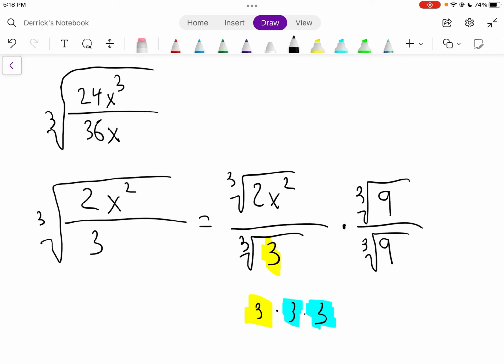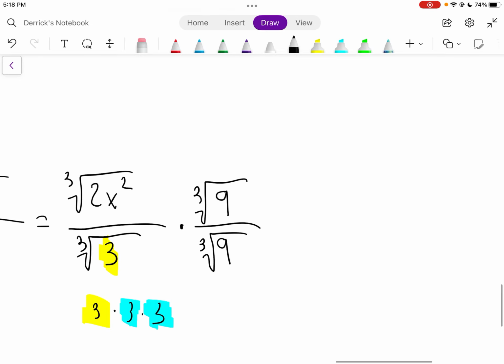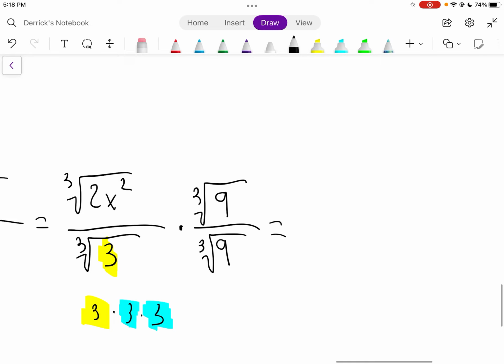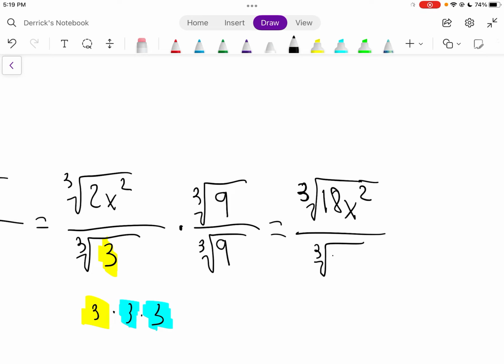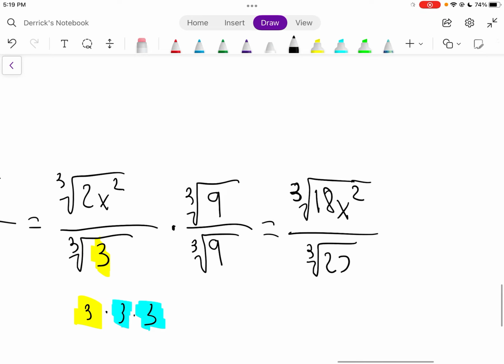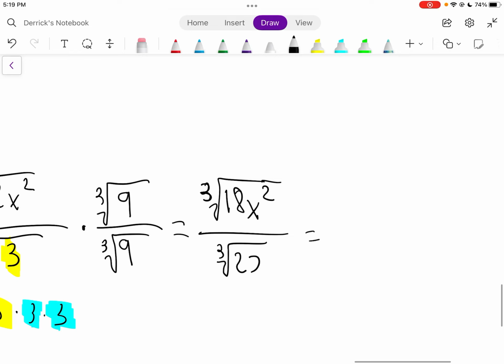But we have to do that on both levels, numerator and denominator. So if I do that, in the numerator, 2x squared times 9 would be 18x squared. On the bottom, in the denominator, 3 times 9 would give us the third root of 27. And if we look here, we see that the third root of 27 does indeed come out perfectly to 3.